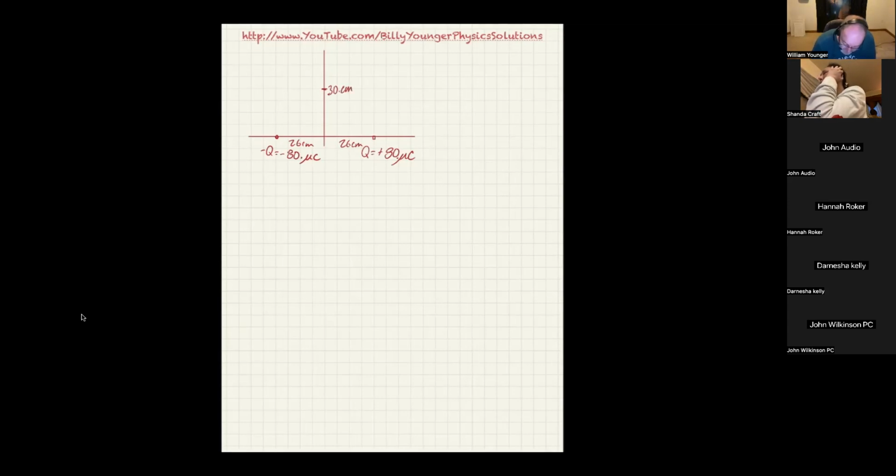And what I'd like to do is calculate V there. And I'd also like to calculate, let's call this V at A, and let's call this V at B. Okay, so I want to calculate the electric potential at those two locations.